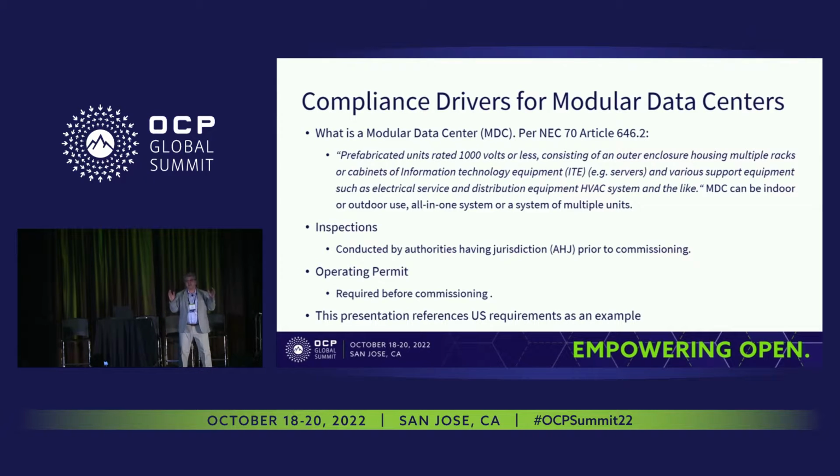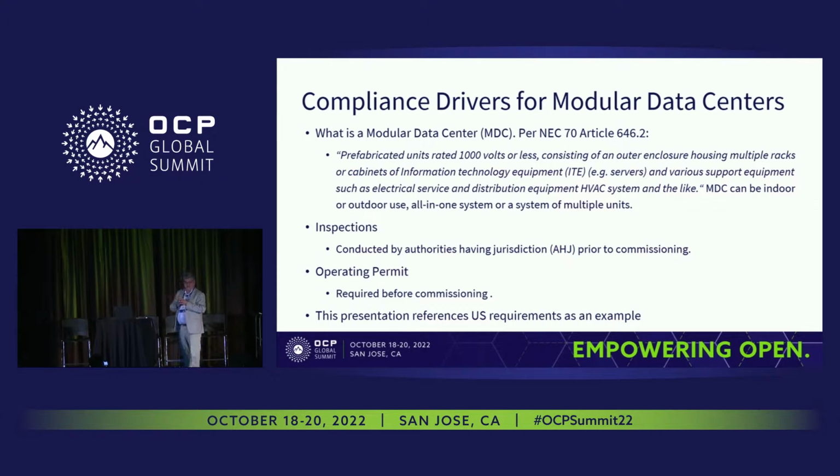What is a modular data center? We heard many definitions today alone in the last hour and a half of what is a modular data center. What you have on the screen is an exact definition from the National Electric Code, Article 646.2, which states: prefabricated units rated 1,000 volts or less, consisting of an outer enclosure housing multiple racks or cabinets of information technology equipment, IT, example servers, and various support equipment such as electrical service and distribution equipment, HVAC systems, and the like. MDC can be indoor or outdoor, can be an all-in-one system, or a system of multiple units.